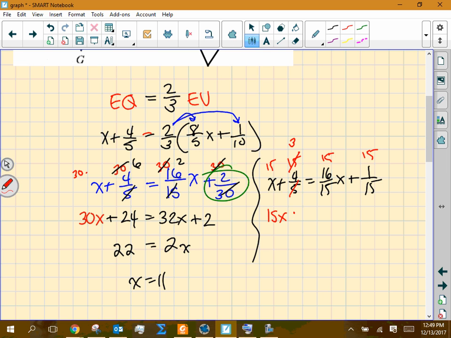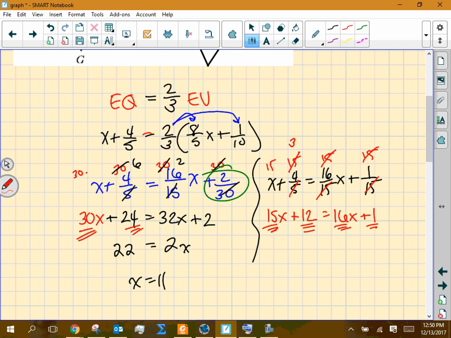So 3 times 4 is 12. That 15 and that 15 are going to cancel right away, giving me 16x. 15 and 15 cancel, leaving me with 1. Is that 30? Double that. Is that 24? Double that, 12. 32 is double 16, and 2 is double 1.